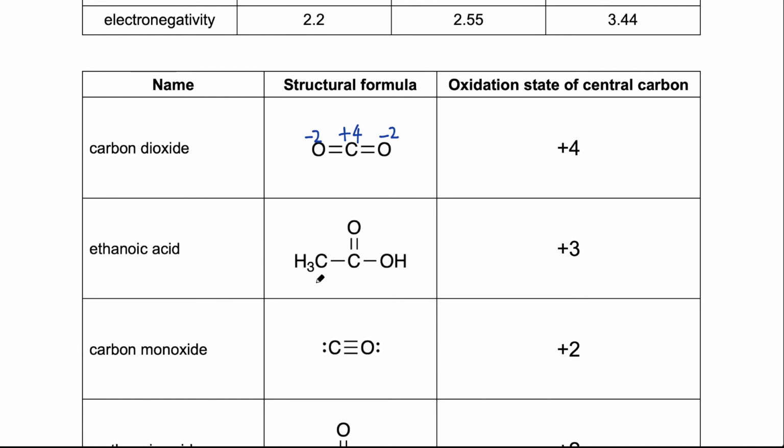In ethanoic acid, carbon and carbon, same element, so let's move on. Carbon and oxygen, oxygen gets the negative oxidation state. Same for this one, carbon gets a +1, oxygen gets a -1. If we sum up the oxidation states, the oxidation state of carbon is +3.